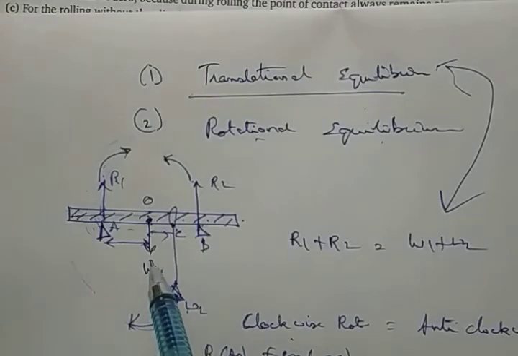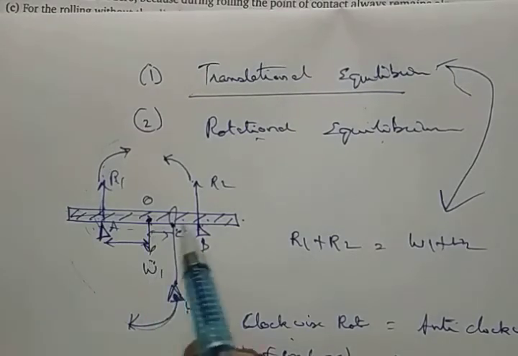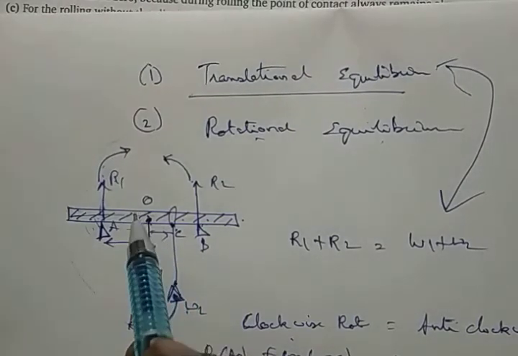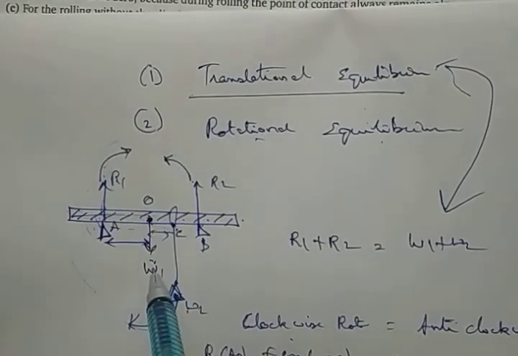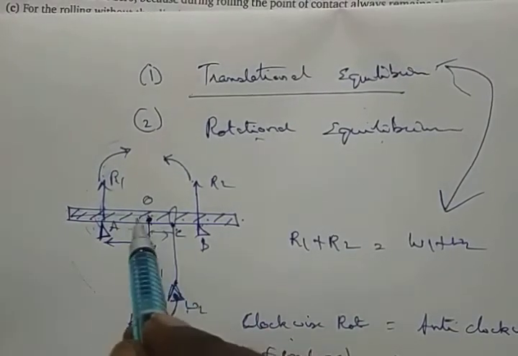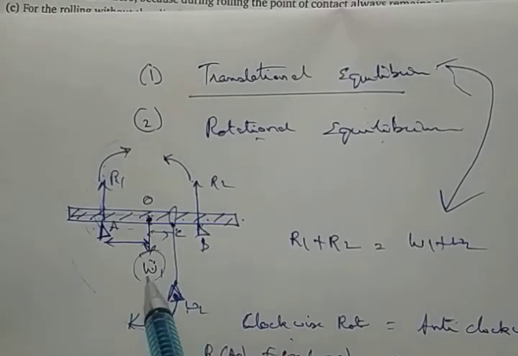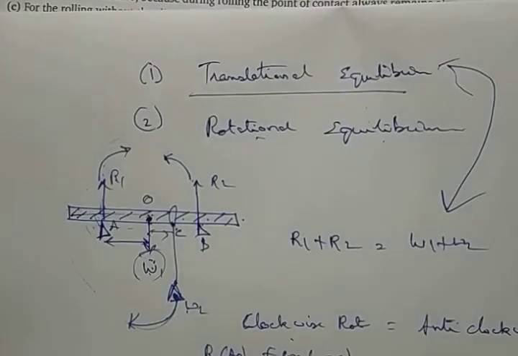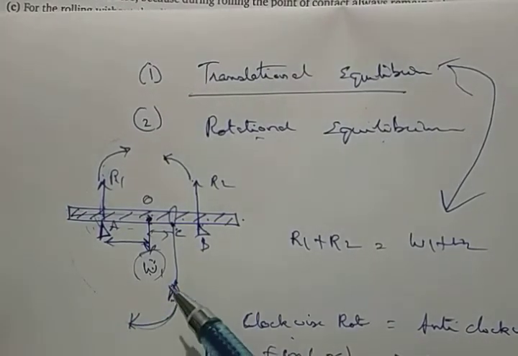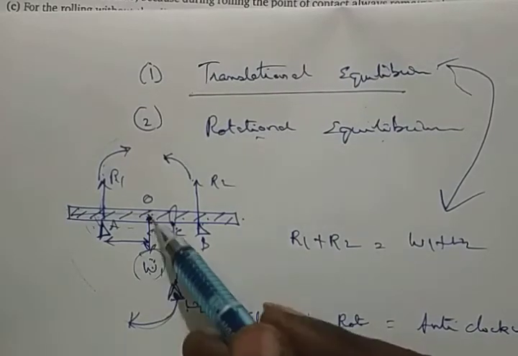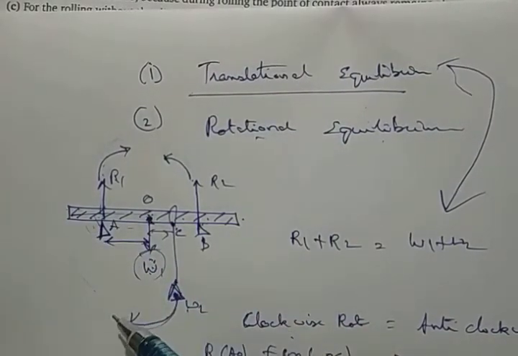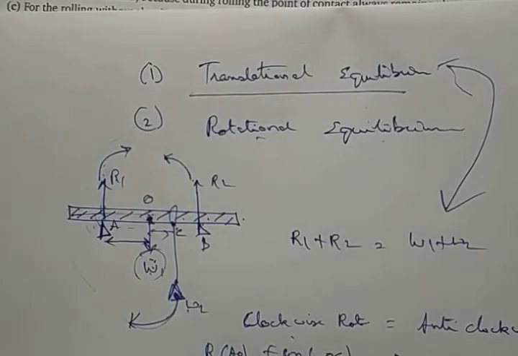Now you can ask, sir, what about W1? What rotation will this have? Look, when you are putting the axis on this one itself, the distance here is 0, so there is no distance. You need not consider any rotation for W1. So there is a benefit of it. If you don't want to consider a particular force, you just put the axis on that itself.